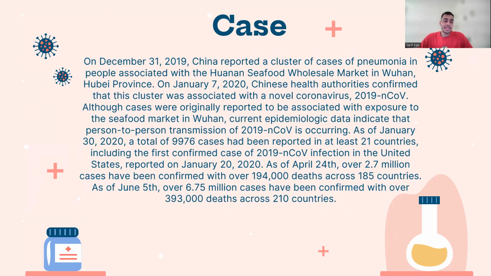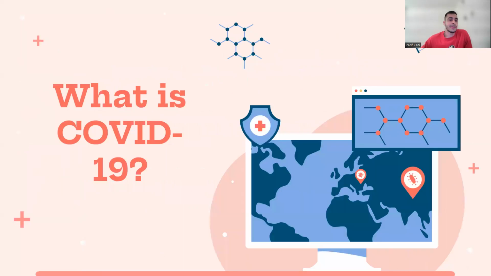And just to skip to the last line, as of June 5th, over 6.75 million cases have been confirmed with over 393 deaths across 210 countries. So basically a global pandemic.